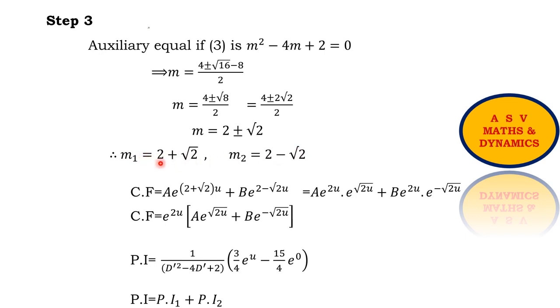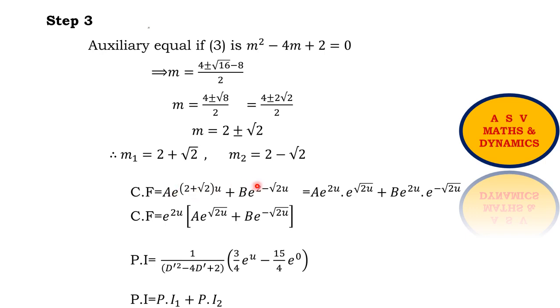Both are real roots, though exactly speaking they are irrational numbers, but here there is no need to say that. The roots are real and different: 2 plus root 2, and 2 minus root 2. For real and different roots you know the formula: a e power m1 u, because the equation is in terms of u, plus b e power 2 minus root 2 u.